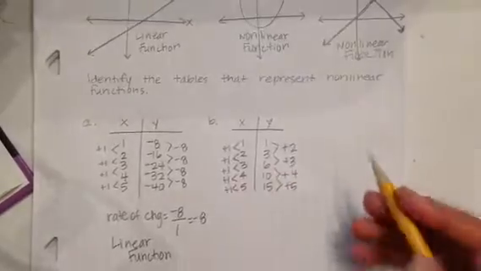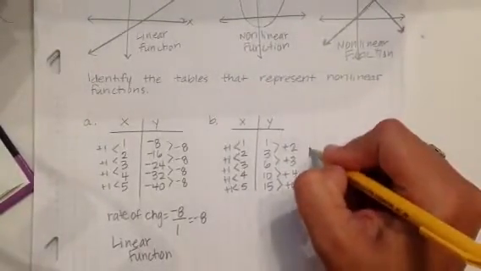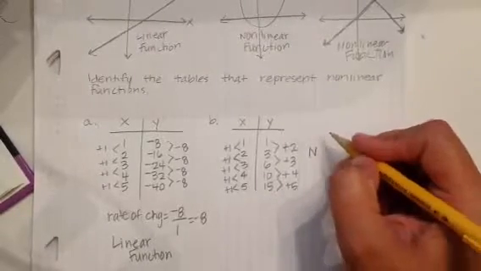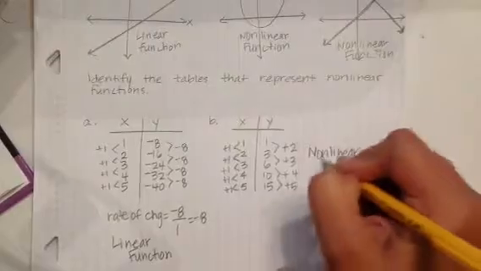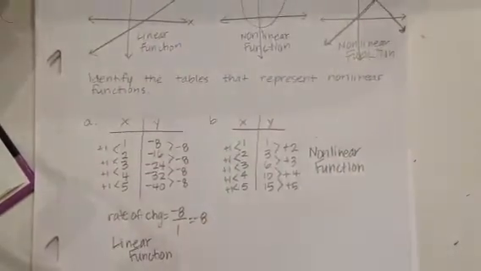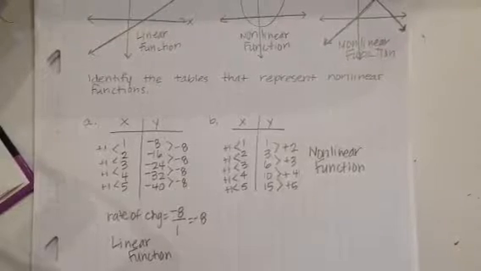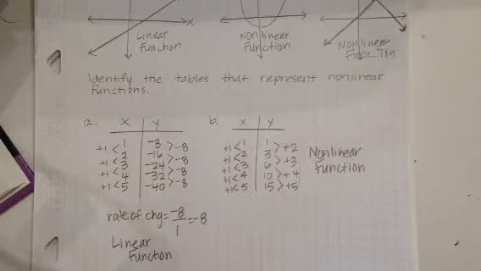All the x values increase by 1. This is not constant. So since the rate of change is not constant, this is a nonlinear function. That means if we were to graph these ordered pairs, we would not get a straight line. So that's how you tell the difference in a linear function and a nonlinear function.